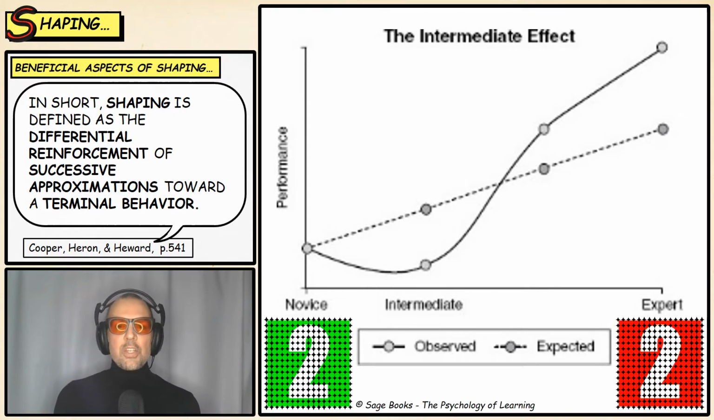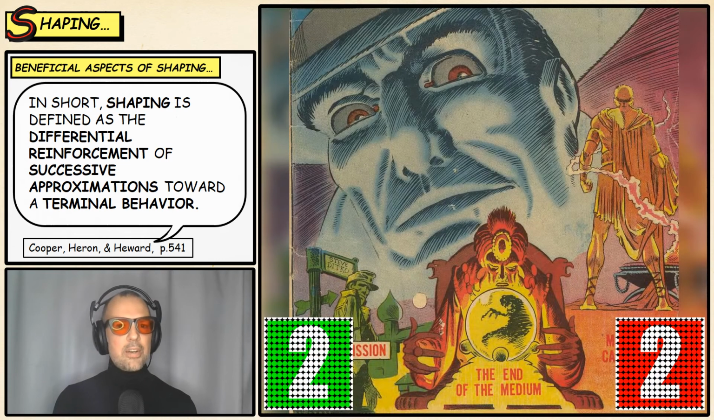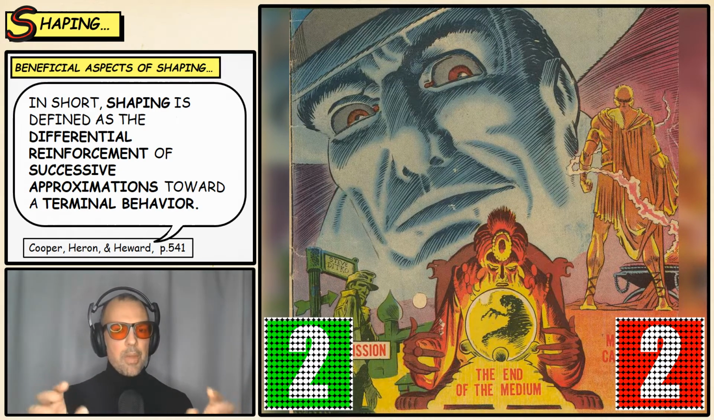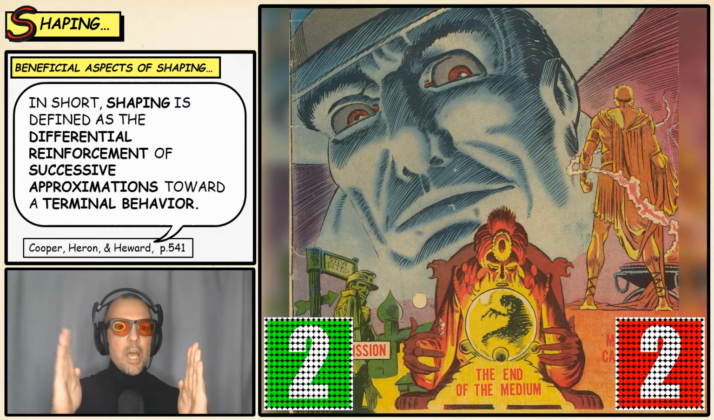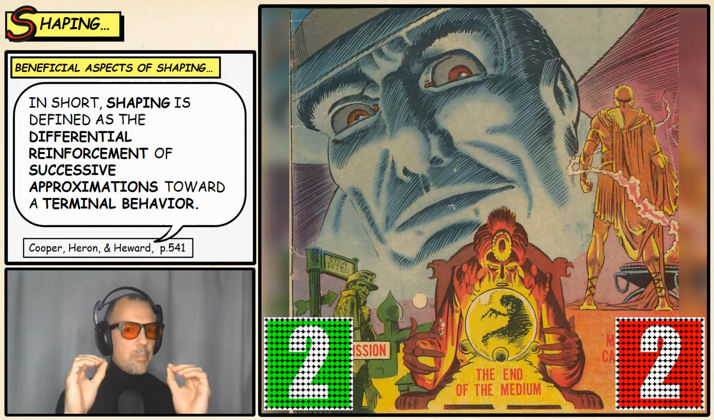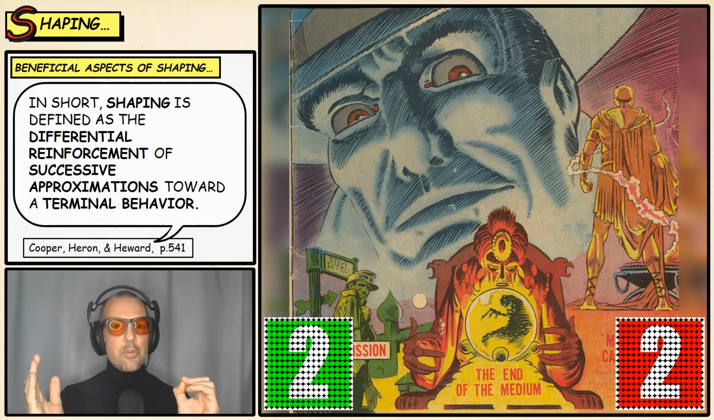All right, the next feature that we're going to talk about for shaping is that shaping requires continuous monitoring to detect changes in the learner's performance. And that continuous monitoring is very, very difficult to do. When we're shaping a behavior, we need to continuously monitor that behavior, watch it for times when the natural variability in behavior moves it closer to the terminal behavior. We've got to be on the lookout for those successive approximations.